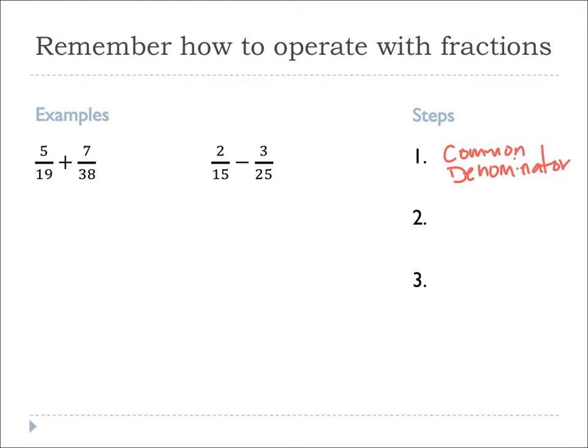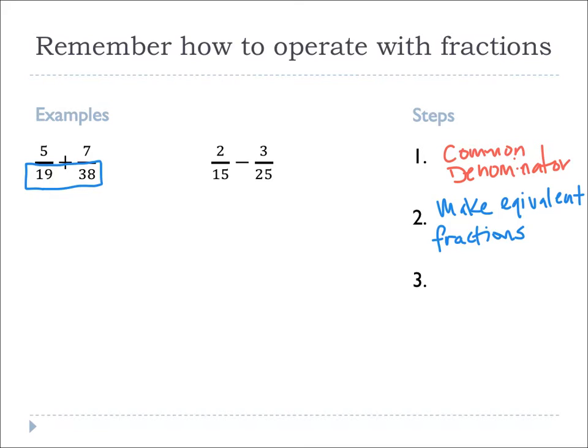So what we're going to do is look at 5 over 19 and 7 over 38. And again, the only thing that we're interested in here is our denominators. We're looking at 19 and 38. In order to find common denominators, we find multiples and we can look at factors. But we might be able to see that 19 is just half of 38. And so we need to do our second step, which is making equivalent fractions.